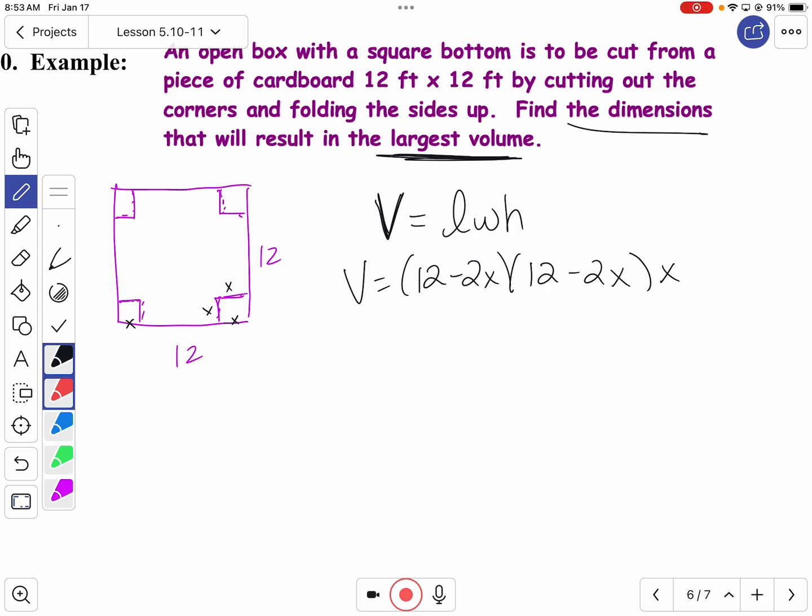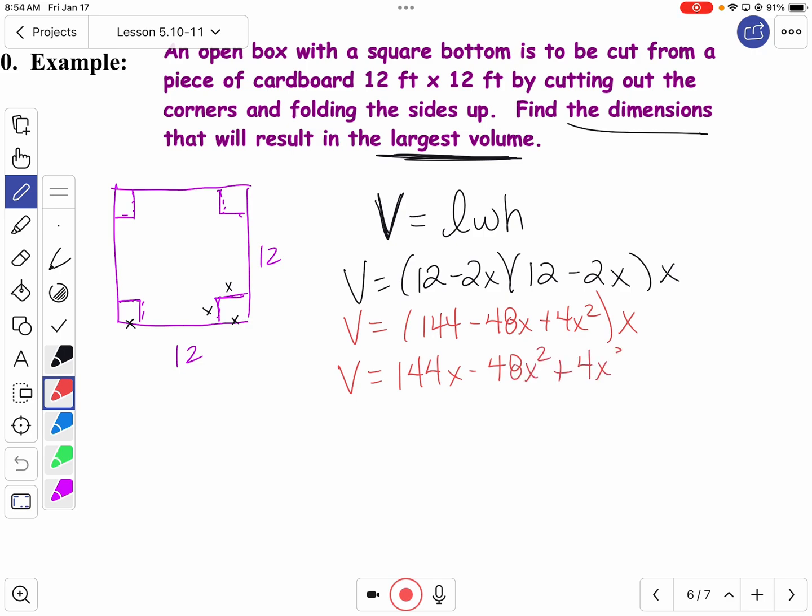Now we've got it down just to two variables, volume and X, the little piece we're going to cut out. We can multiply all that together, all right? So I'm going to start with these first two. It's going to give me 144 minus 48X plus 4X squared. Okay, and then we're going to distribute that X. So 144X minus 48X squared plus 4X cubed. All right, so it's kind of a nasty equation, but it'll be all right.